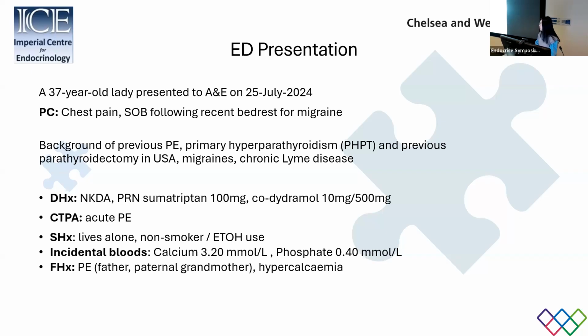She doesn't take any regular medication, and we diagnosed on CT that she has acute PE. Incidentally, on her blood test, we noticed she has a high calcium level at 3.20 with low phosphate at 0.40. Of note, she has a strong family history of PE as well as hypercalcemia in her father and paternal grandmother's side.